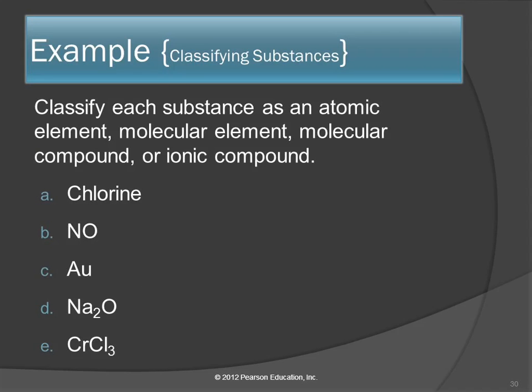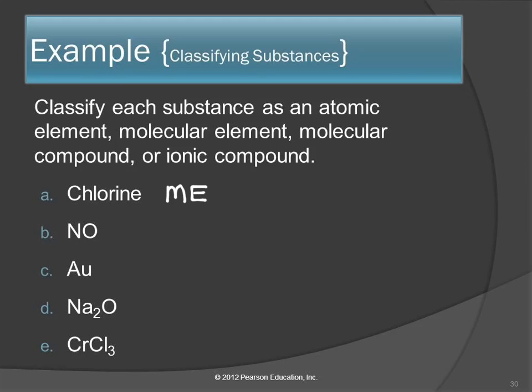So we need to be able to look at these things and classify them. So classify each substance as an atomic element, a molecular element, a molecular compound, or an ionic compound. So chlorine. It's an element, and it's one of the 7. It's the clear in clear brown eyes, so this is a molecular element.